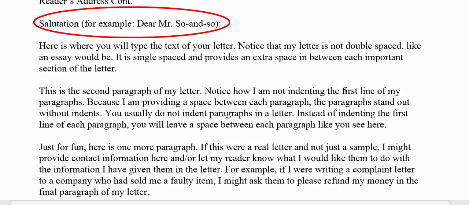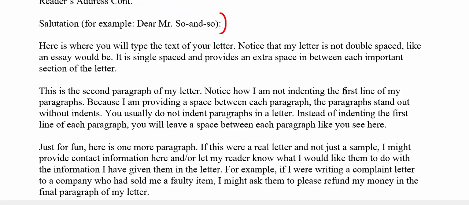The salutation is going to say something along the lines of Dear Mr. Blank, Dear Miss Blank, and there is a colon after the salutation, not a comma. If you don't know the name of your recipient, you could instead include a subject heading. So instead of Dear Mr. So-and-so, it would say subject colon and then the subject that the letter is being written in regards to.